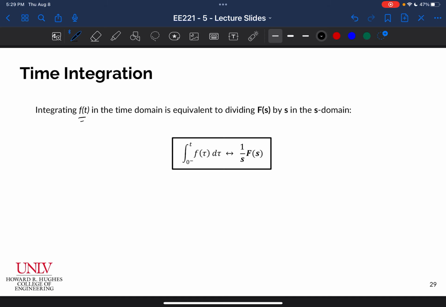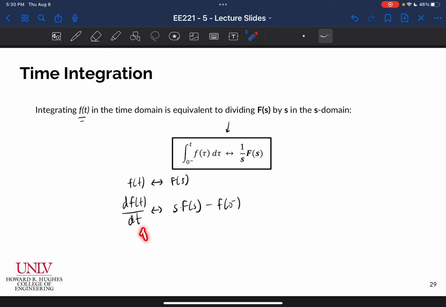And so, basically the inverse of that time differentiation is time integration, which says that integrating f(t) in the time domain is equivalent to dividing by s in the S domain. We just saw that f(t) has a Laplace transform of F(s), df(t)/dt has a Laplace transform of s times F(s), and then of course we have to subtract the initial condition. And then we're saying that the integral of f(t) has a transform of 1 over s times F(s). So when we take the Laplace transform of the derivative, we multiply by s. When we take the Laplace transform of an integral, we divide by s.